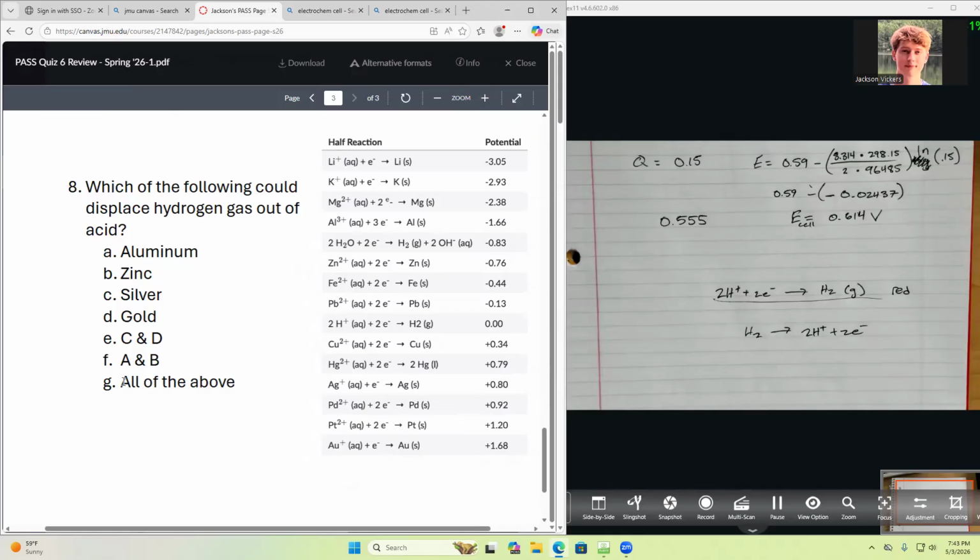So when it says displace, again, I worded this in a weird way. That means we are creating hydrogen gas out of acid. I don't like the way I worded that. He probably wouldn't give it to you like that. But yeah, displace hydrogen gas out of acid, meaning we're turning acid into hydrogen gas. So yeah, it's being reduced.